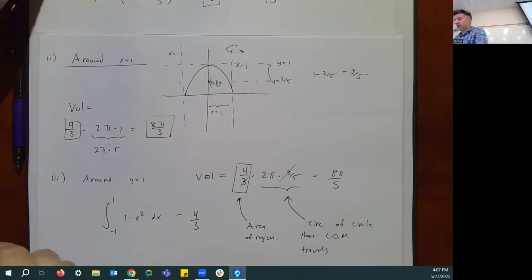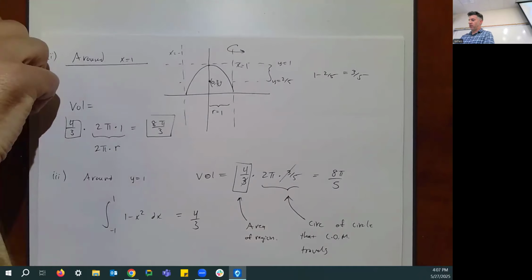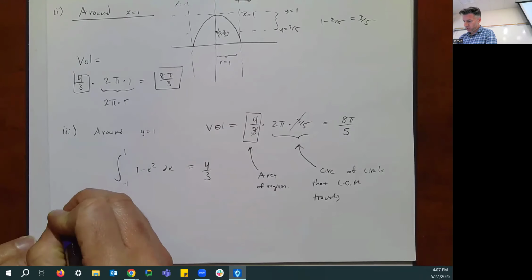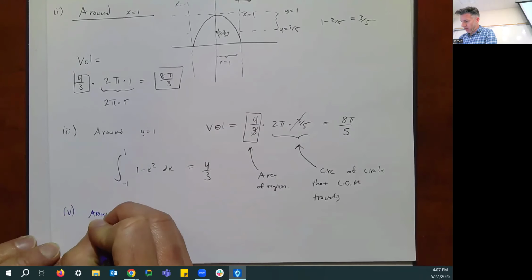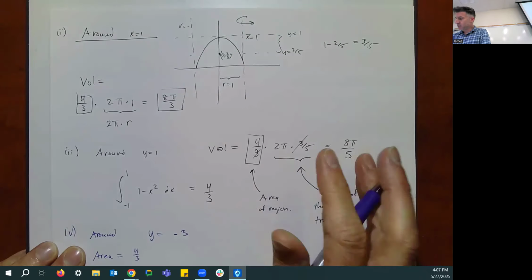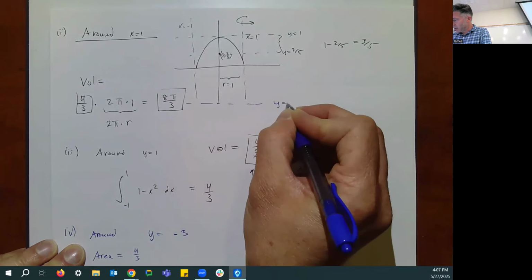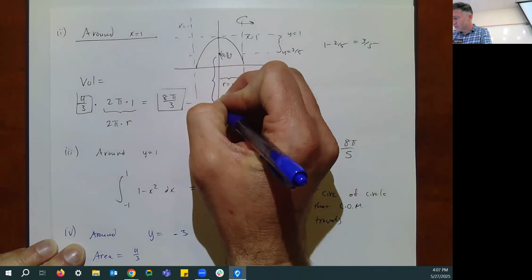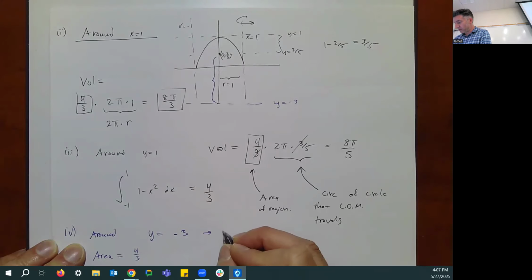So we could ask the same question again. We can make it more interesting. Say, what if I wanted to go around the line y equal to -3? Well, let's see. My area still hasn't changed. It's 4/3. And now the distance between my center of mass and my axis of rotation is 2/5 plus 3, which is going to be 17/5.